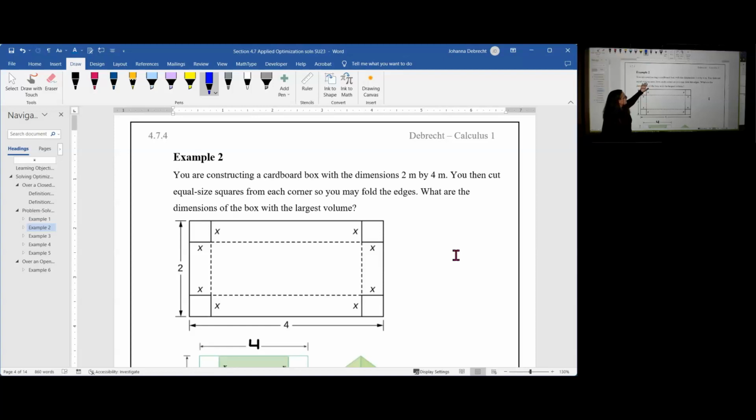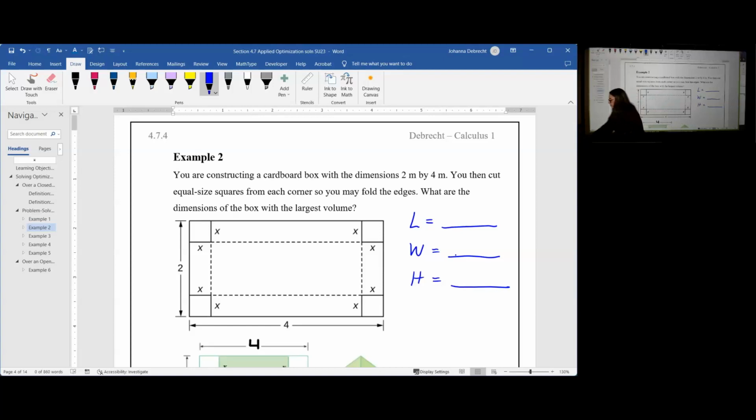You then cut equal size squares from each corner. Each corner is labeled with the X on each side of the square, so that you may fold the edges. What are the dimensions of the box with the largest volume? Well, the dimensions of this open top box will be length, width, and height. So I'm looking for length, width, and height.